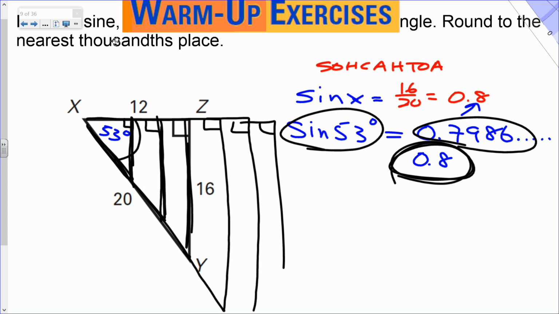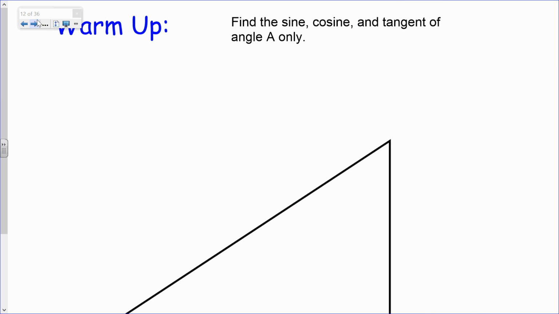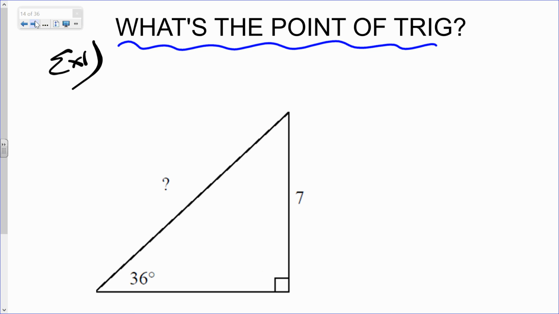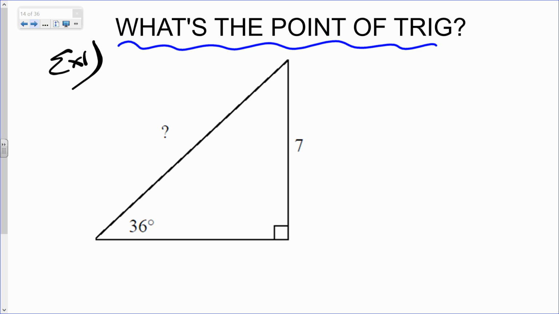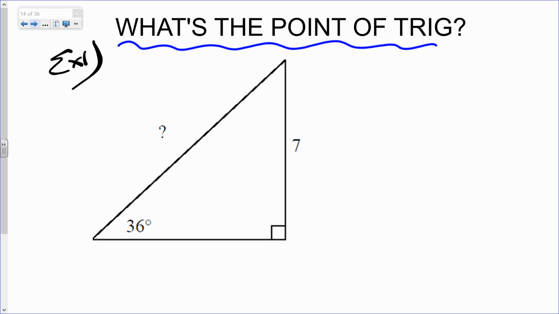Here's example 1. So you have your title. What's the point of trig? That's the title. What's the point? I'm going to give you the point now. Go ahead and copy this triangle down. I got a big fat question mark on the hypotenuse. I got one acute angle there.